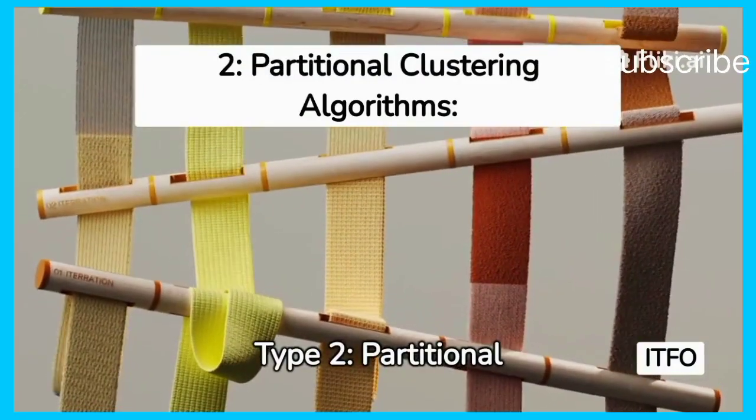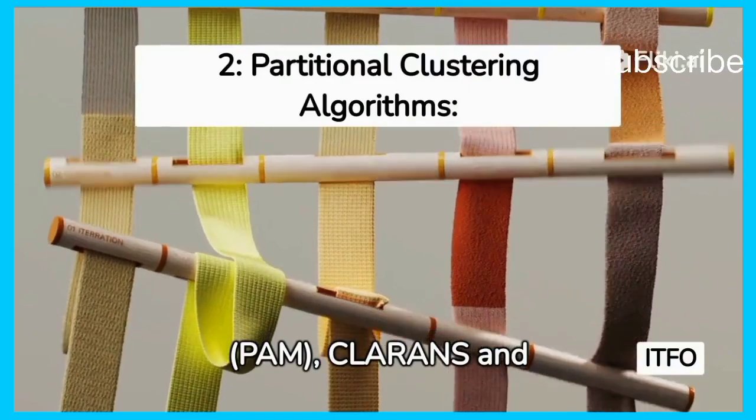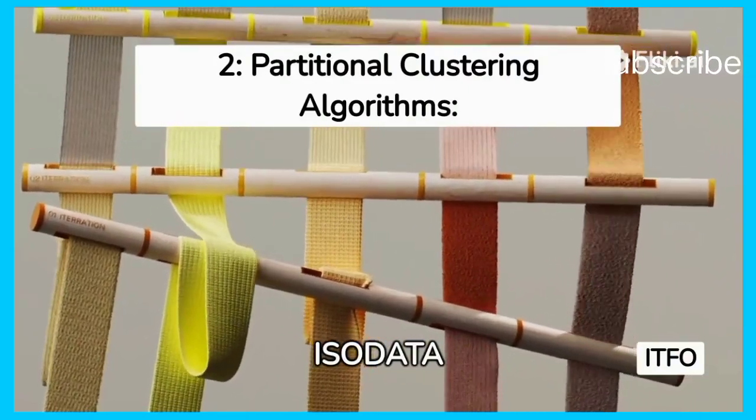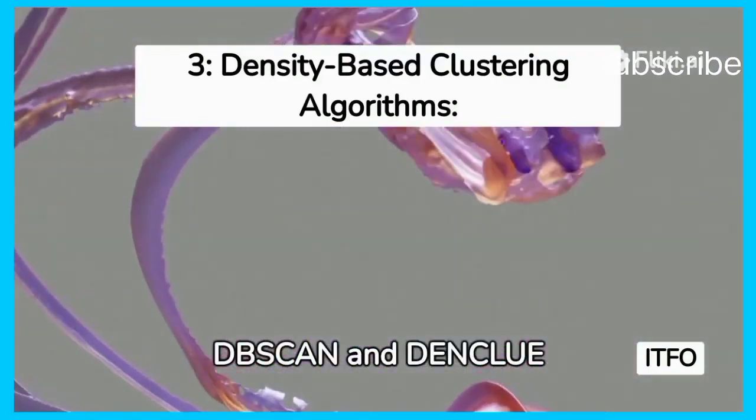Type 2, Partitional clustering algorithms: K-means, K-medoids, PAM, CLARANS, and ISODATA. Type 3, Density-based clustering algorithms: DBSCAN and OPTICS.